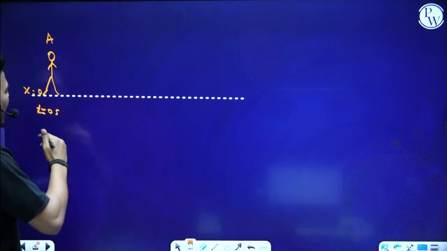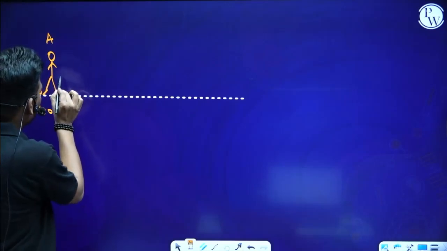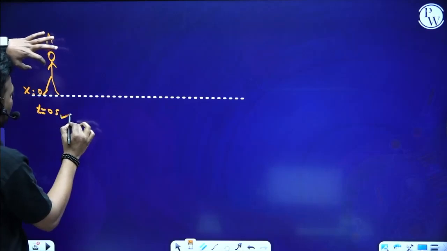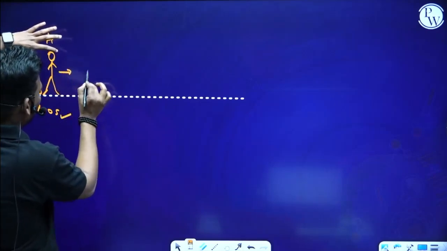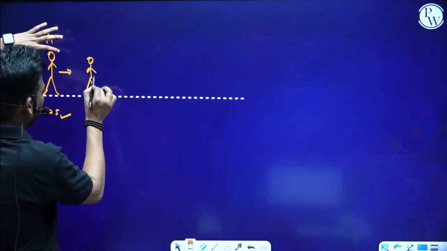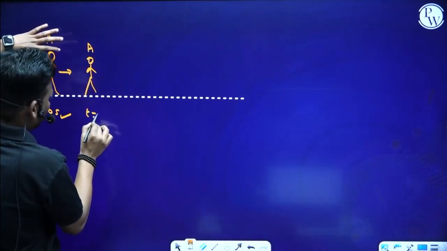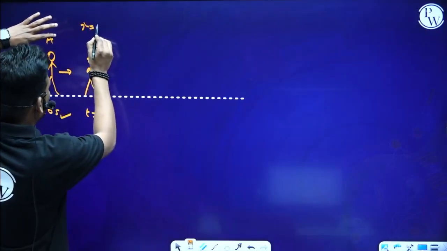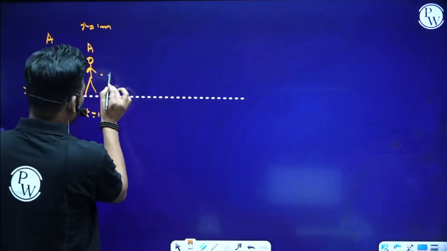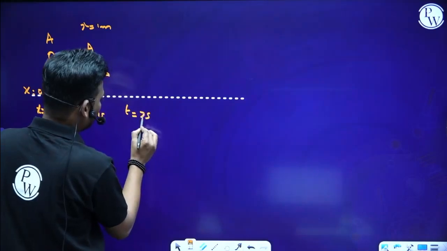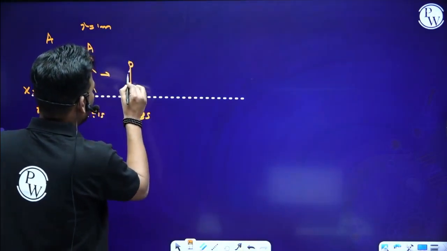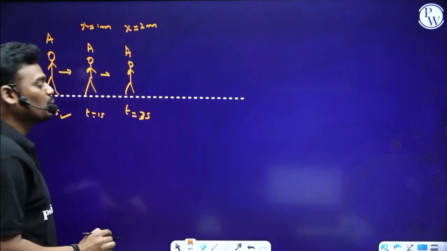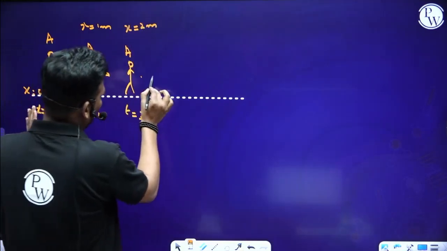As the time changes, this body keeps on changing its position. For example, student A at t equals 0 second, the same student will be moving, changing his position. At t equals 1 second, the distance is x equals 1 meter. And the same student at t equals 3 seconds, the position of this student is 2 meter, and it will keep on continuing.